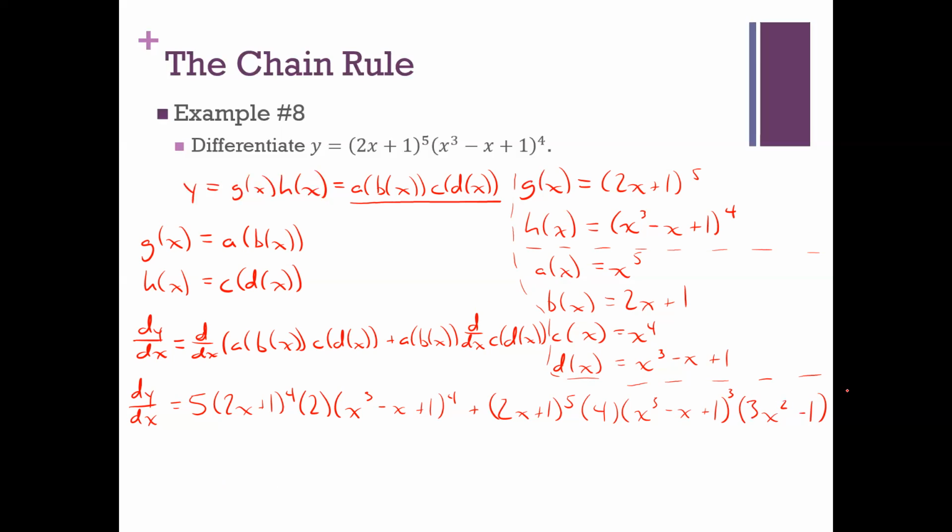Any questions on that? I could simplify, I'm not going to. I think leaving it in this form makes it quite a bit easier to see where everything came from, which I think for this guy that had so many layers, is important. Any last questions on this example? Of course.